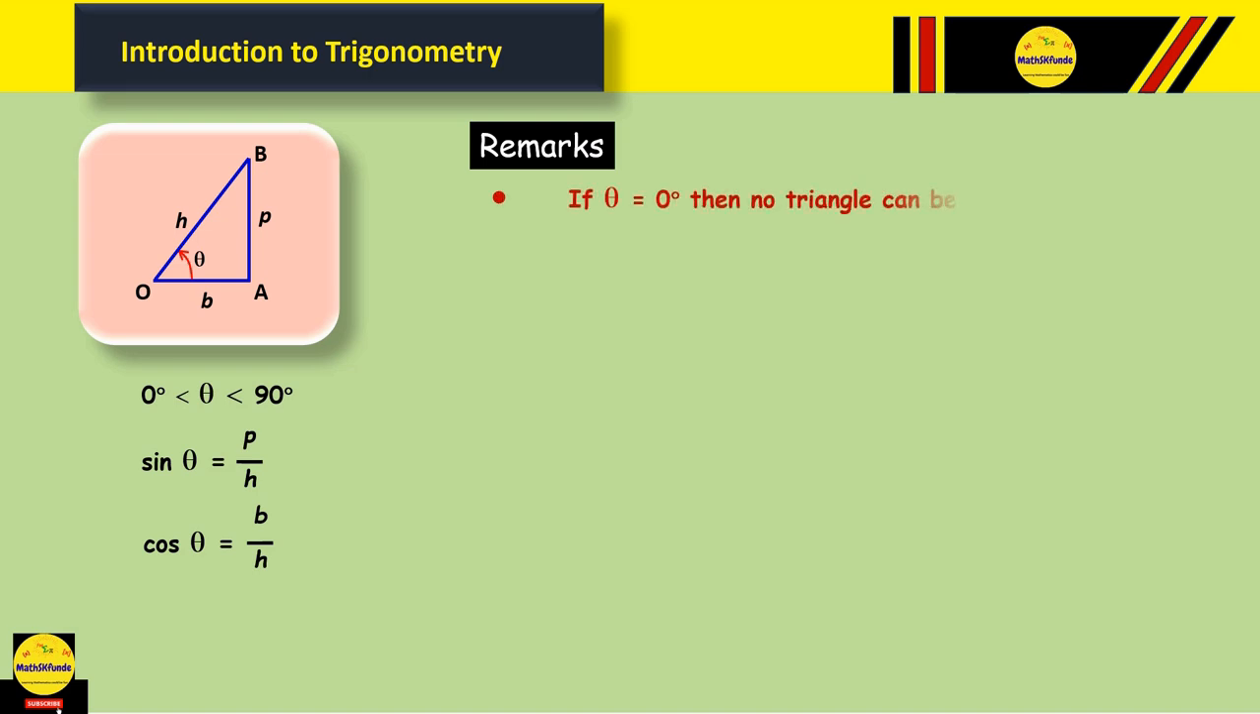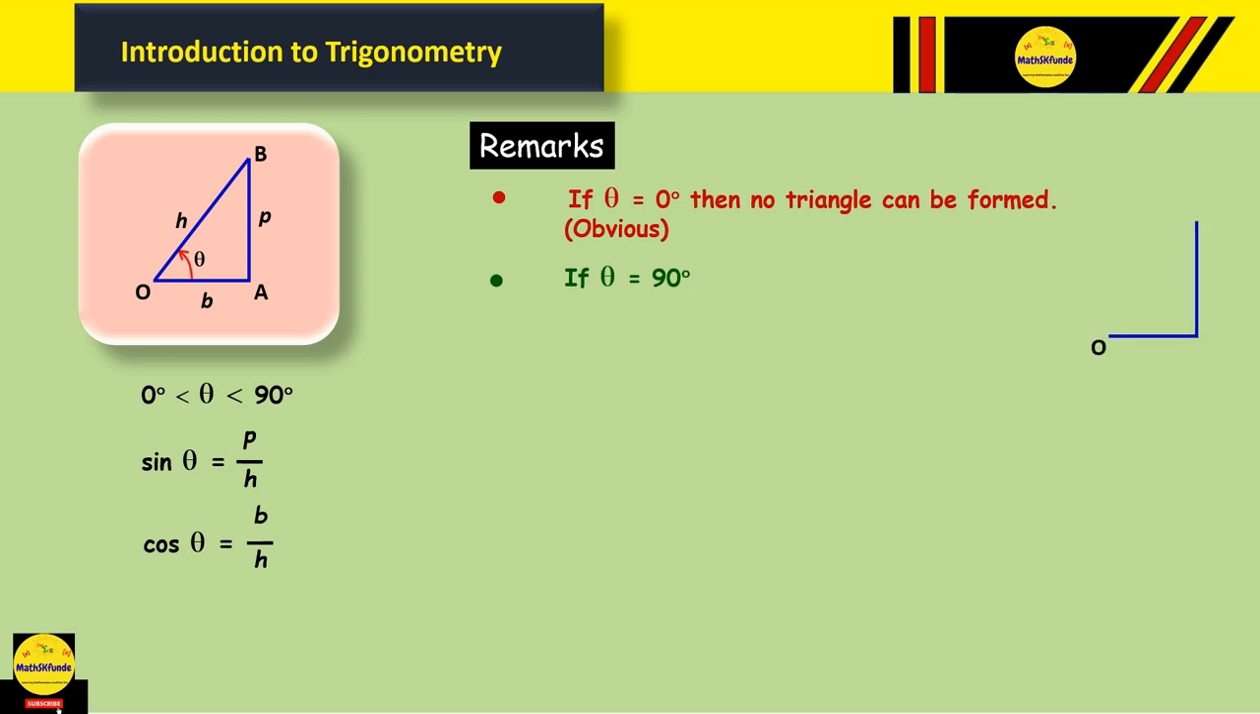What about if theta is 0? Then if theta is 0, then OB will fall on OA, obviously, and then there would be no triangle, isn't it? So theta equal to 0 is ruled out. If you are learning trigonometry in this approach, we will not have answers when theta is 0. Also, when theta is 90 degree, then what happens?